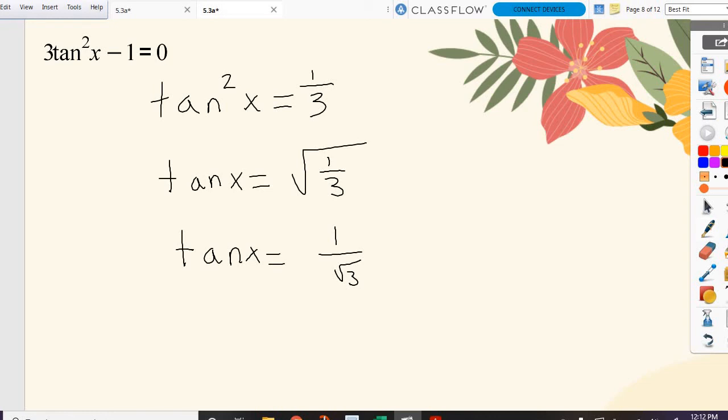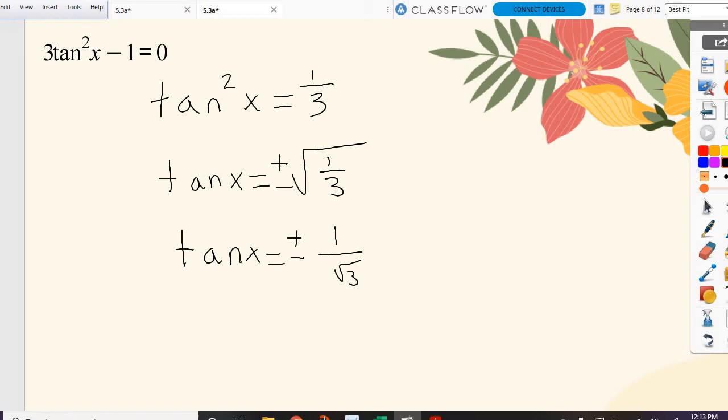Am I missing anything before I start solving for x? It is. So remember that when we take the square roots, we have to add a plus or a minus. We're actually going to get double the answers this time.